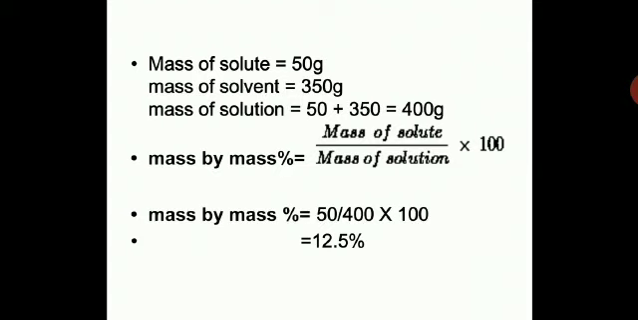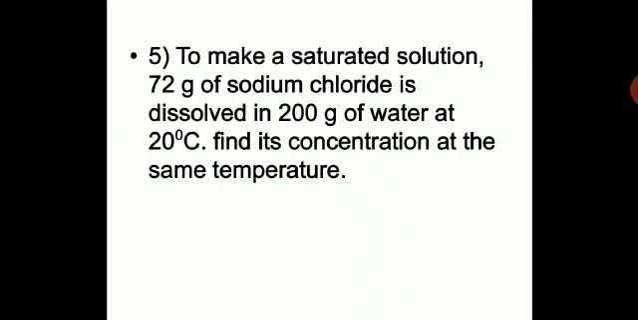A formula which we have already learned: mass by mass percentage is equal to mass of solute upon mass of solution into 100. So the calculation 50 upon 400 into 100 will give you 12.5%. Very simple. Yes, clear children? Now we'll go for the next sum.